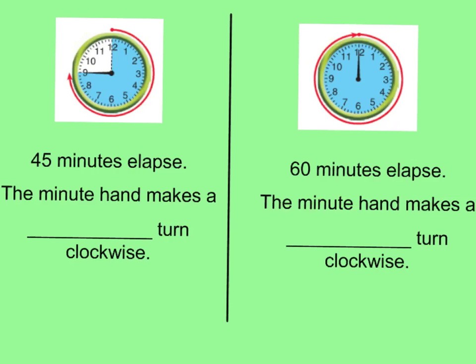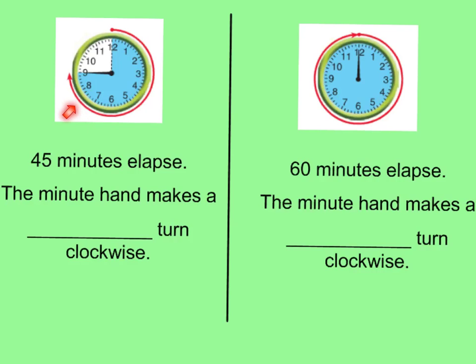Here in this clock, we can see that 45 minutes has elapsed. That means that 45 minutes has passed. Our hands moved in a clockwise direction around the clock. That's what this arrow is telling me. They moved to the right. So that means it moved clockwise.